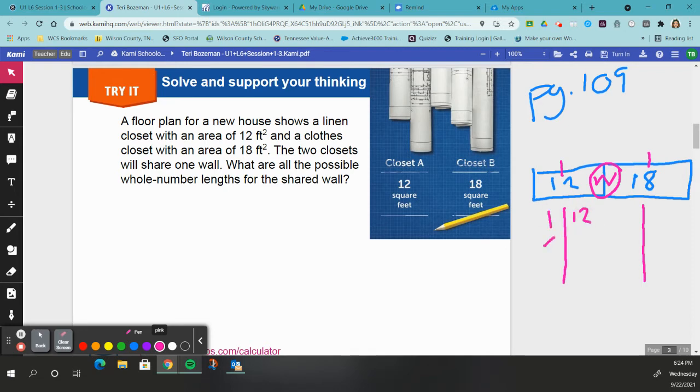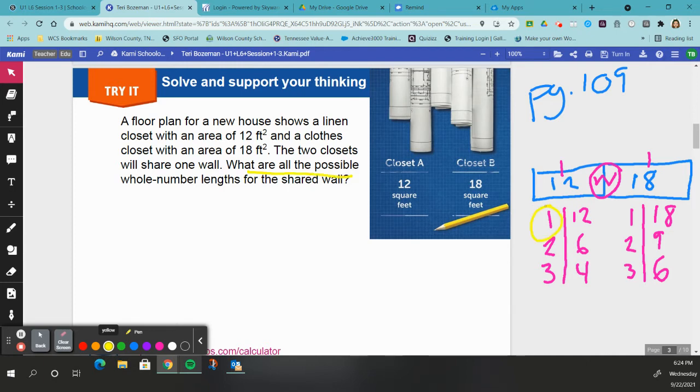We have 1 and 12, 2 and 6, 3 and 4. All right. And then with 18, we have 1 and 18, 2 and 9, 3 and 6. So we want to find all of the ones that they have the same because the problem says what are all of the possible whole number lengths.